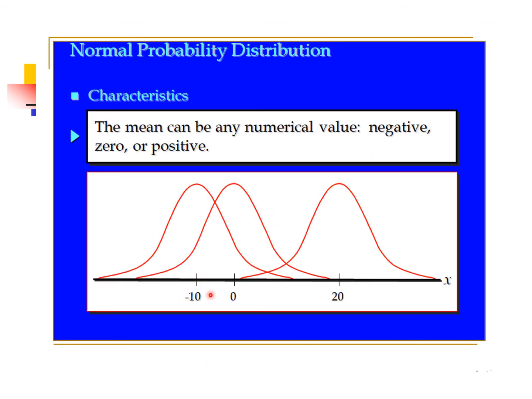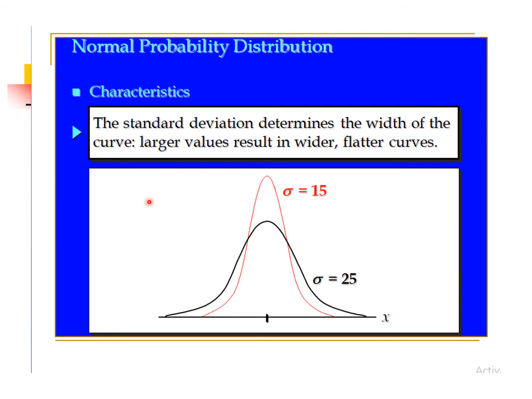Now the mean can be any numeric value. It can be negative, it can be 0, it can be positive. The standard deviation determines the width of the curve. The larger the value of standard deviation, the wider is the curve, flatter is the curve.